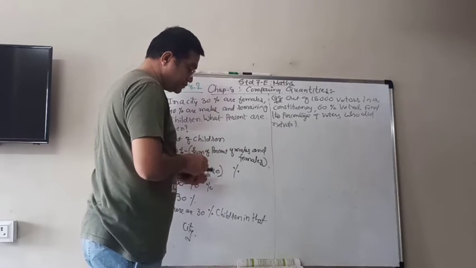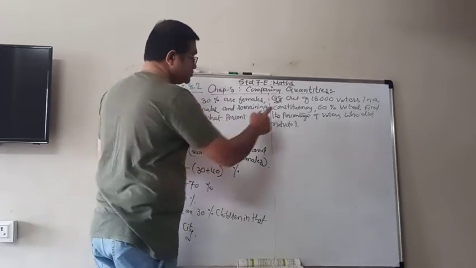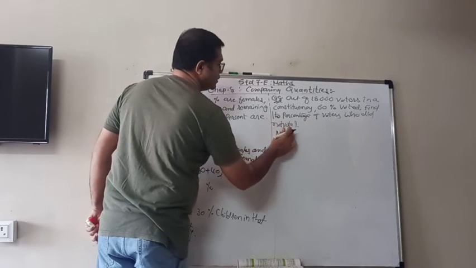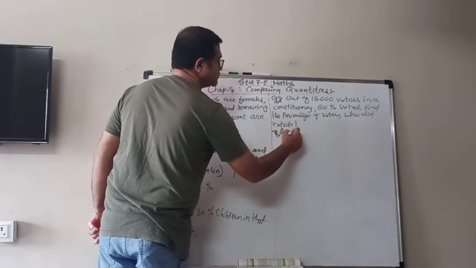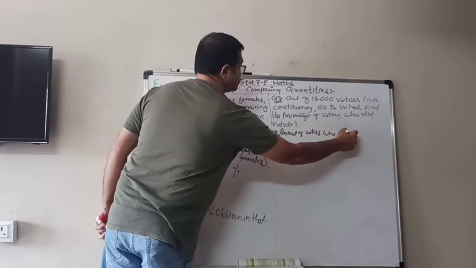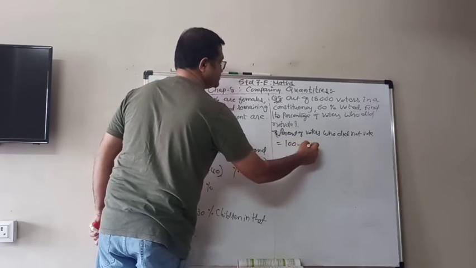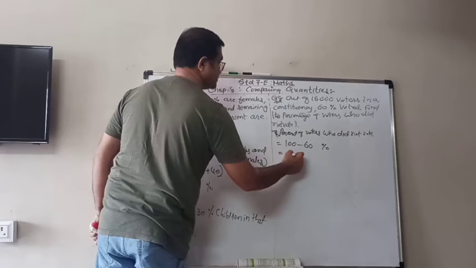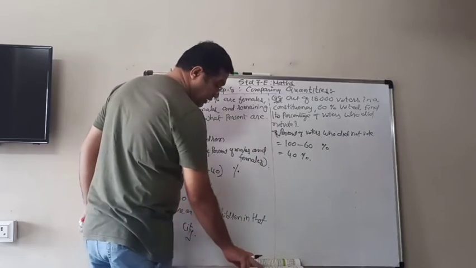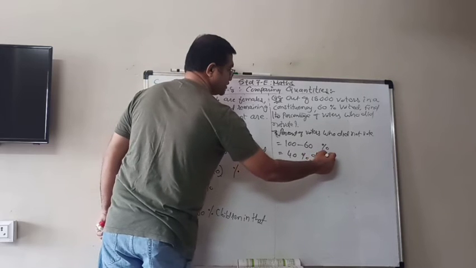So now we have to find out also the percentage. Now, so percentage of voters who did not vote is equal to 100 minus 60%, that is 40%. But here the question isn't complete. We have to find how many actually did not vote. So 40% did not vote.